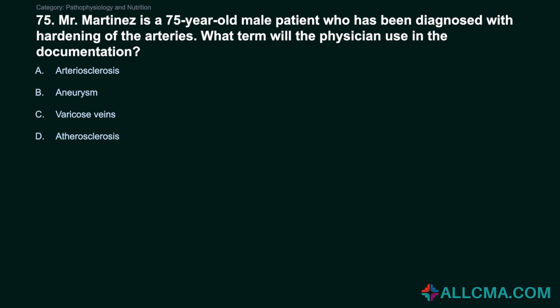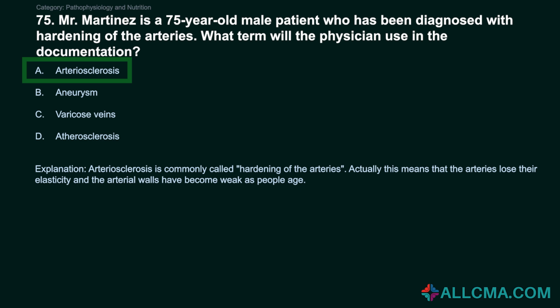75. Mr. Martinez is a 75-year-old male patient who has been diagnosed with hardening of the arteries. What term will the physician use in the documentation? A. Arteriosclerosis. B. Aneurysm. C. Varicose veins. D. Atherosclerosis. Correct answer, A. Arteriosclerosis. Arteriosclerosis is commonly called hardening of the arteries. Actually, this means that the arteries lose their elasticity and the arterial walls have become weak as people age.